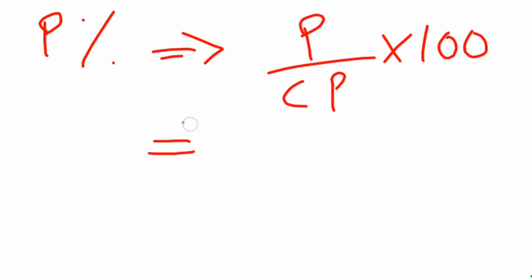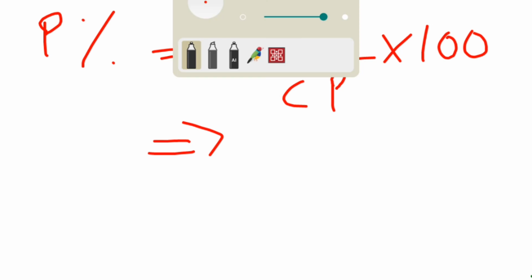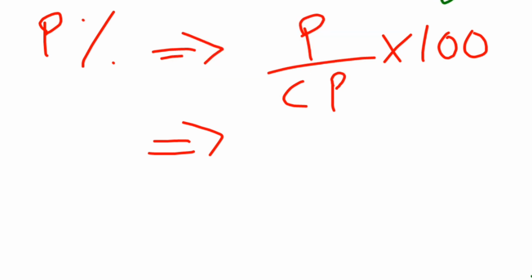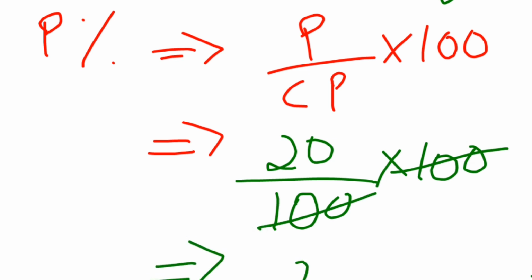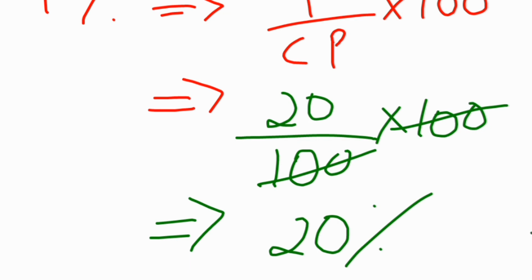Now let's calculate what is profit here. Our profit is rupees 20. So 20 upon what is CP? CP is 100 into 100. So 100 cancel out with 100. So you have earned a profit of rupees 20. So and also it's 20%. Wow, that's same. So 20% profit you earned in your business.